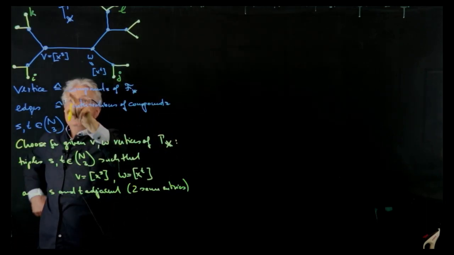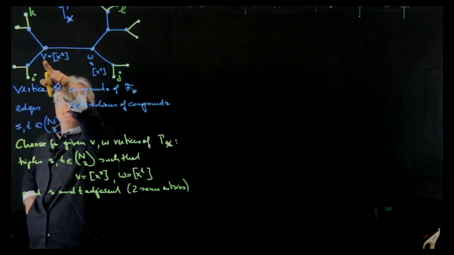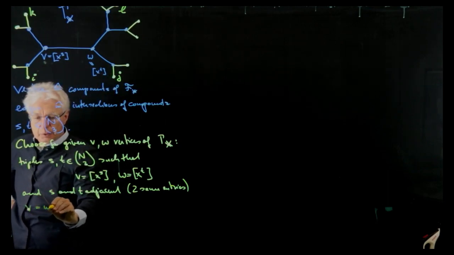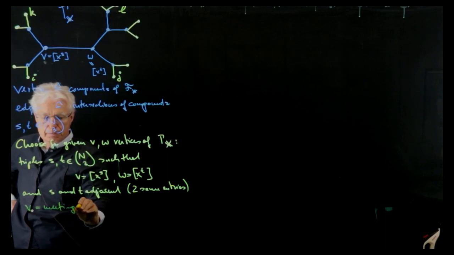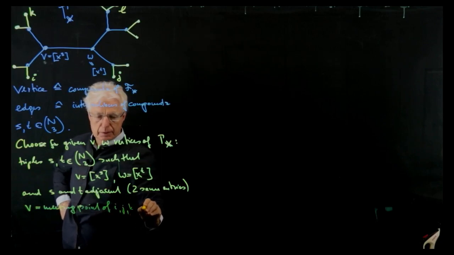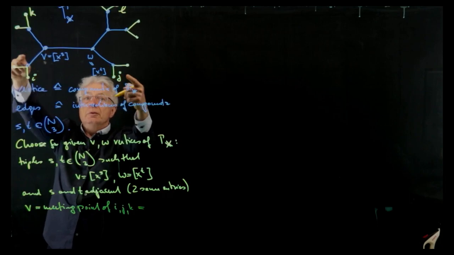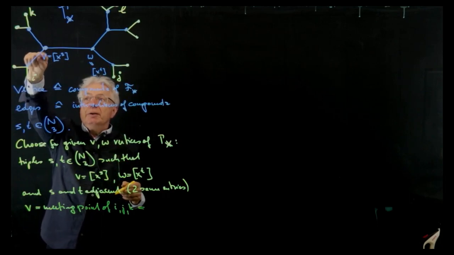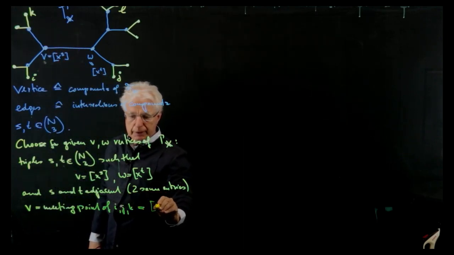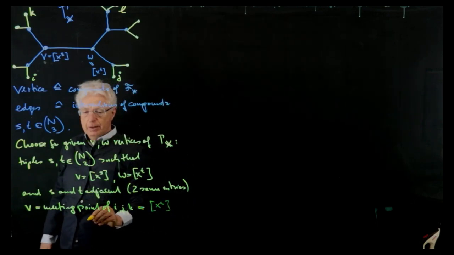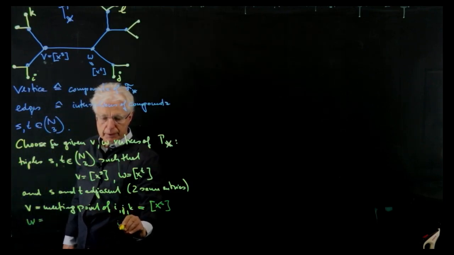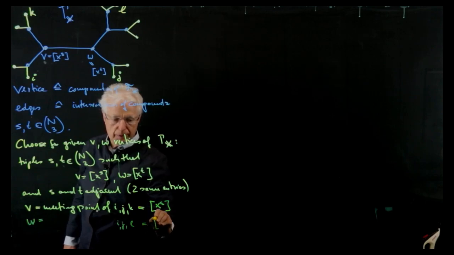Okay, then as you see, V will be the meeting point of I, J, K. You remember what the meeting point is? Meeting point of I, J, K. This is a unique point where you have three simple paths going to I, J, K. So this will then automatically be XS. And W is I, J, L, and hence it will be XT.